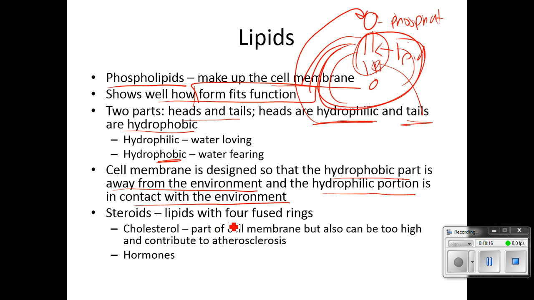Steroids, lipids with 4 fused rings. Cholesterol is actually a steroid. It's part of the cell membrane, but it can also, if you have too much of it, contribute to heart disease because it is a lipid.